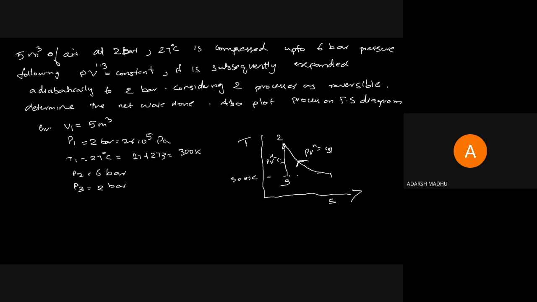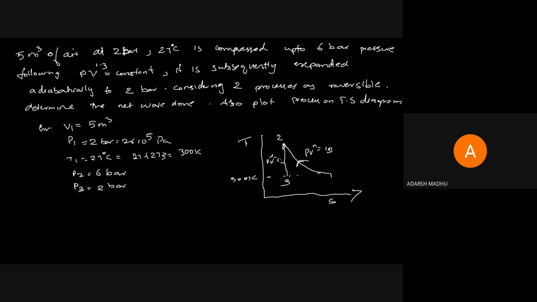Moving on to the problem, you want to find the net work done. For that, you find the work done for the first process and the work done for the second process, and add the values. What was the work done equation for a polytropic or adiabatic process? You studied it in the last module. From the first law, Q equals U2 minus U1 plus W.